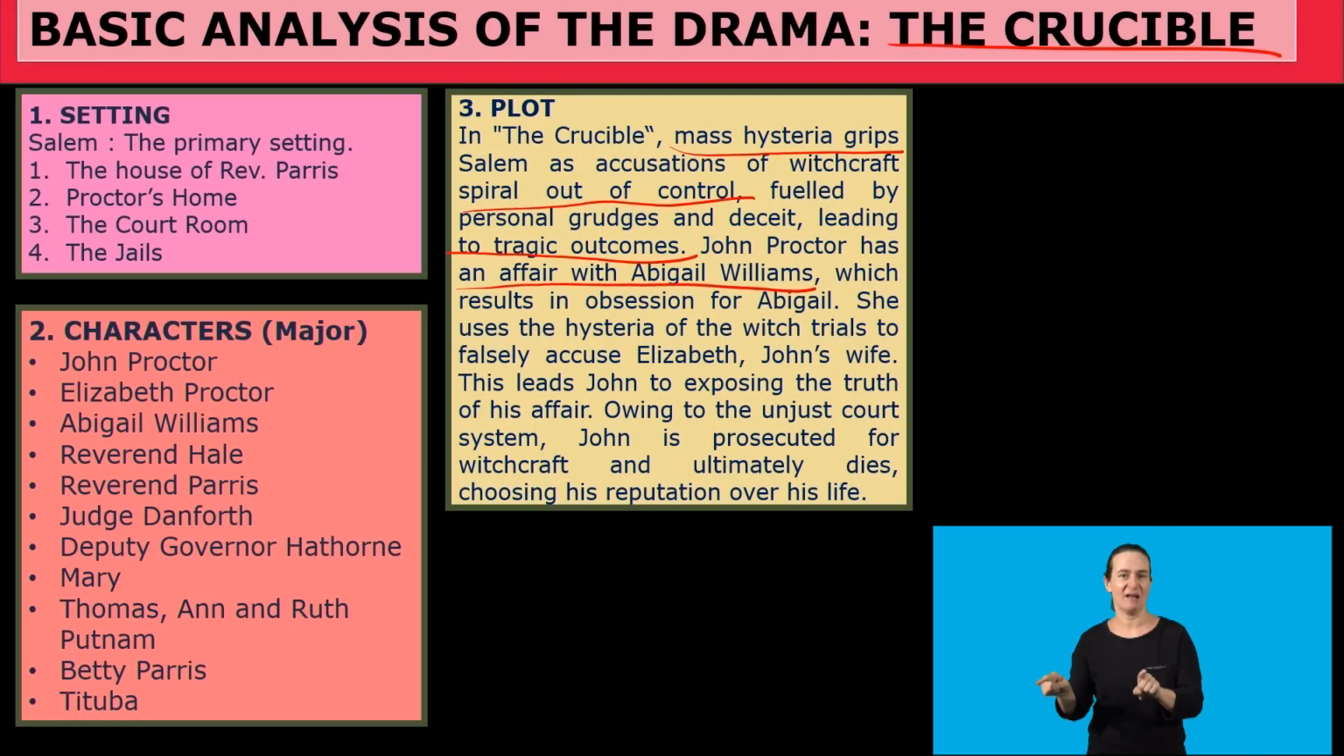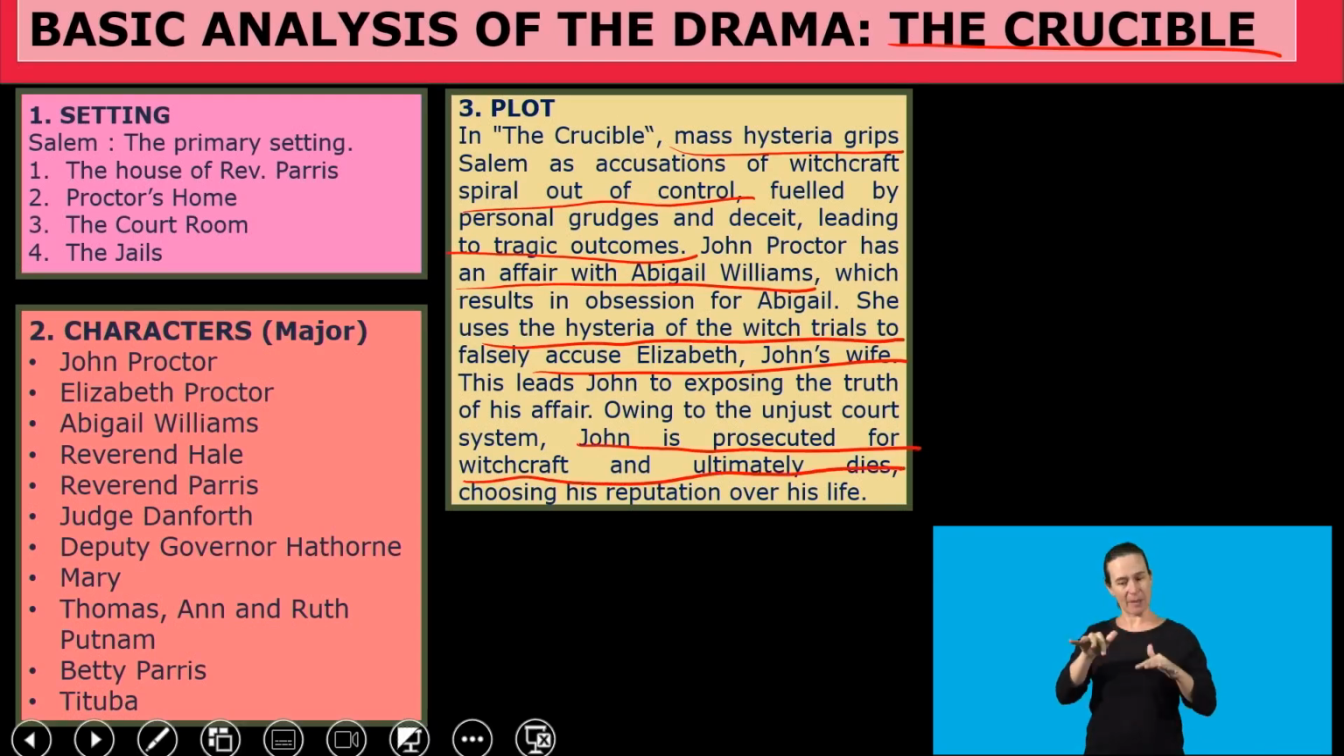She uses the hysteria of the witch trials to falsely accuse Elizabeth, John's wife. This leads to John exposing the truth of his affair. Owing to the unjust court system, John is prosecuted for witchcraft and ultimately dies, choosing his reputation over his life.